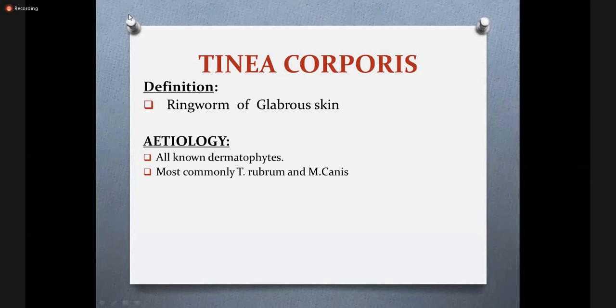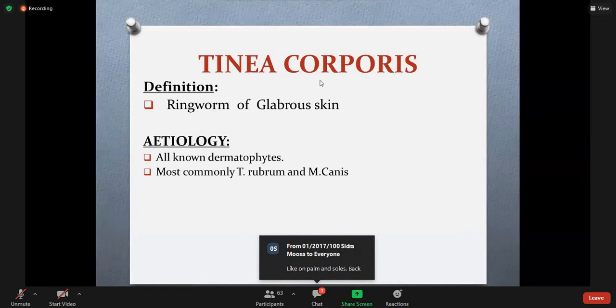Glabrous skin is usually hairless skin. Palms and soles are also hairless, and the other body parts which have fine skin are also known as glabrous skin. Okay. The most common species of Tinea corporis are Trichophyton rubrum and Microsporum.